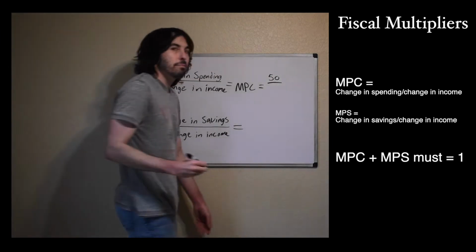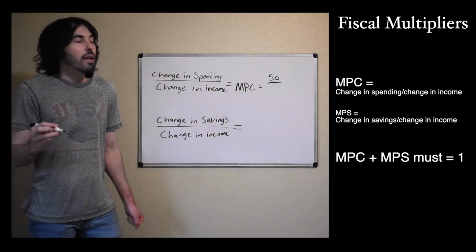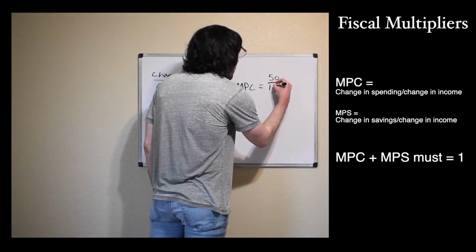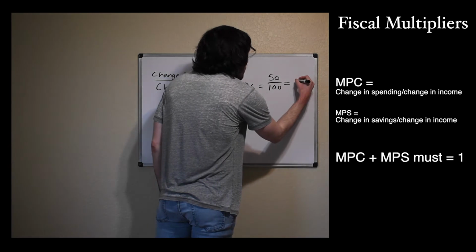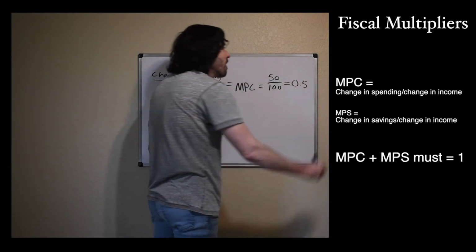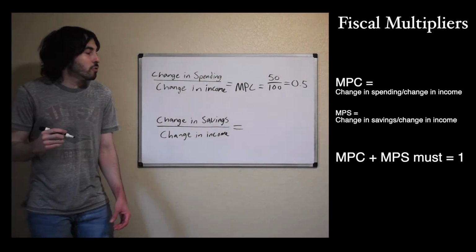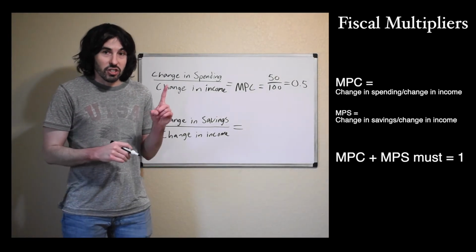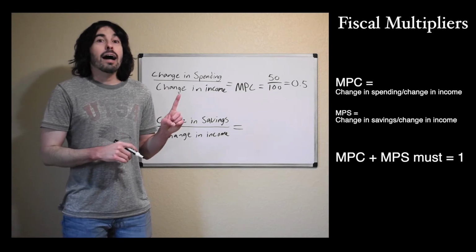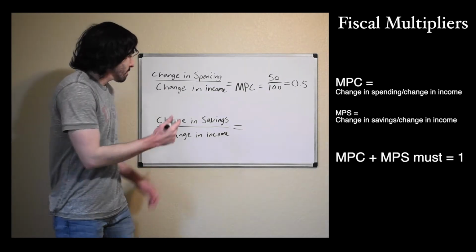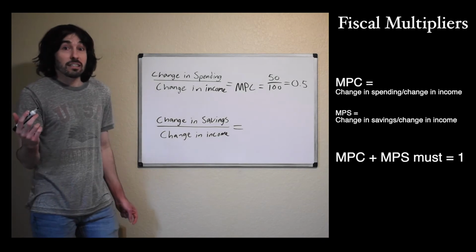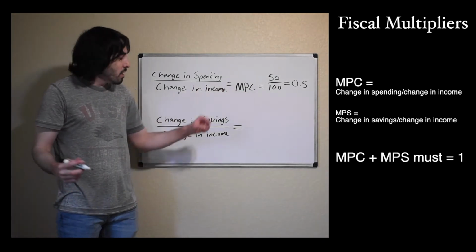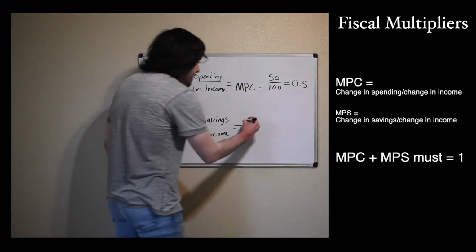I went and spent $50 at the ice cream store. My change in income was the $100 that I earned off of Mercedes purchasing coffee from me. 50 divided by 100 comes out to 0.5. My marginal propensity to consume is 0.5. That means out of every additional dollar in disposable income I earn, I'm going to spend about 50 cents. Now, what else am I going to do with that money? Well, I'm either going to spend my money, consume, or save my money, marginal propensity to save.